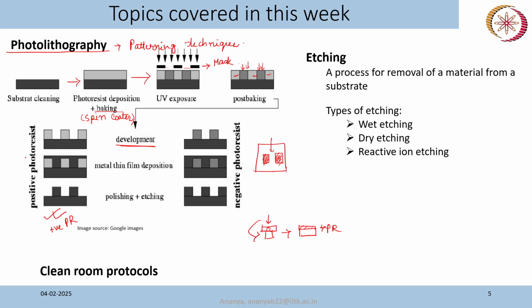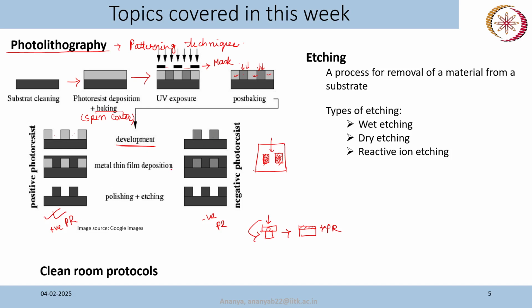In the case of a positive photoresist, the portion where light is incident becomes soft and dissolves in the developer solution. So you can see here, this portion gets removed. If it is a negative photoresist, it becomes hard due to the exposure to light. So this portion will remain after development, and this portion will go away in the developer solution. So you get these two pillars.